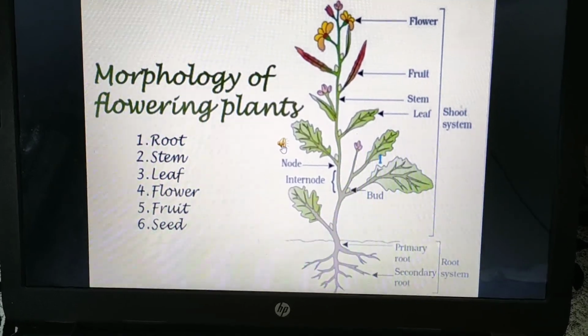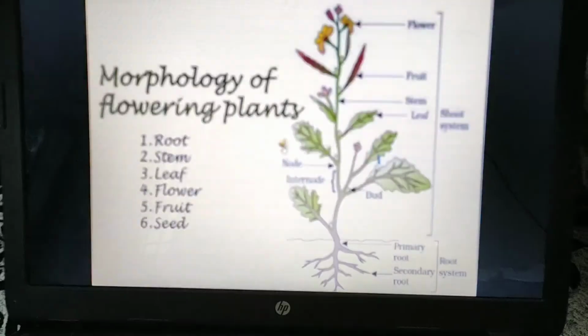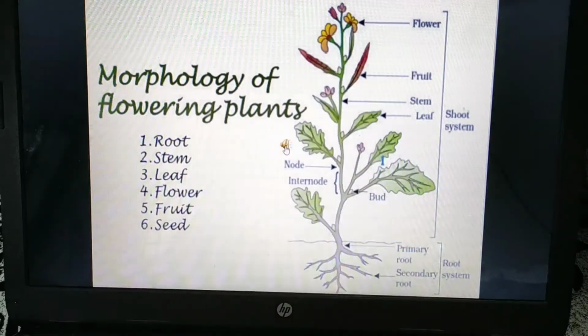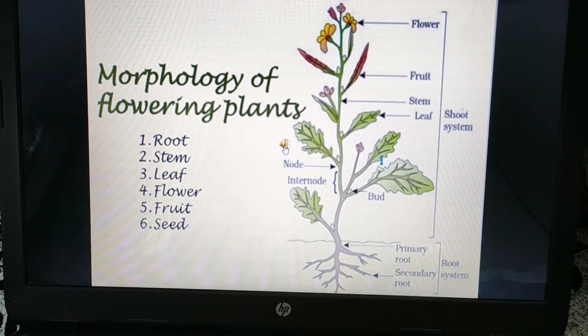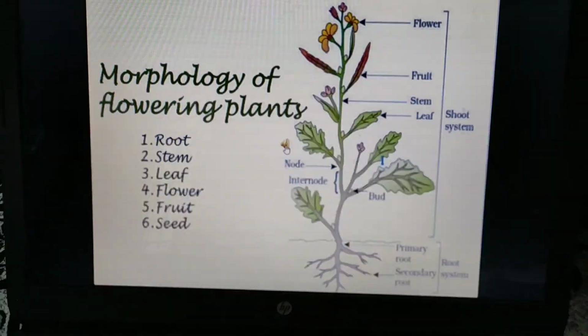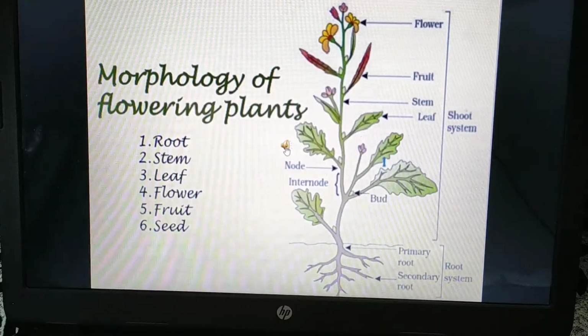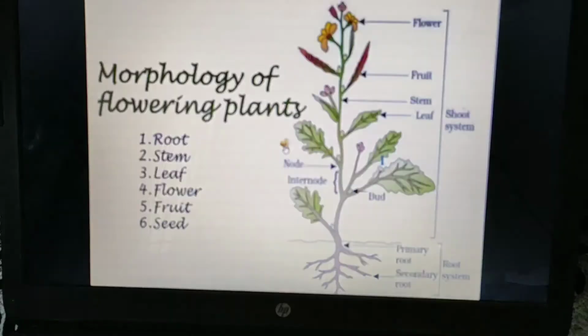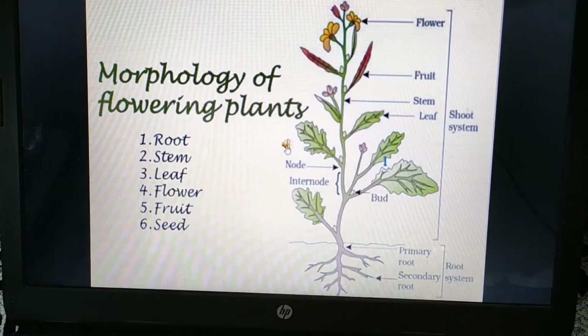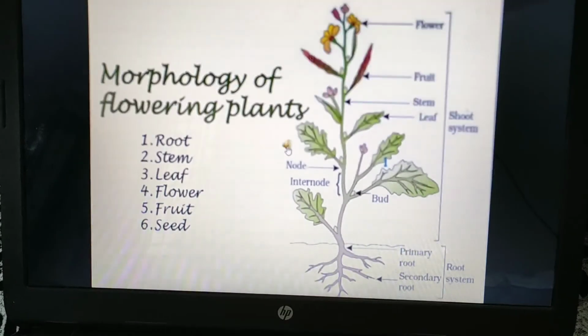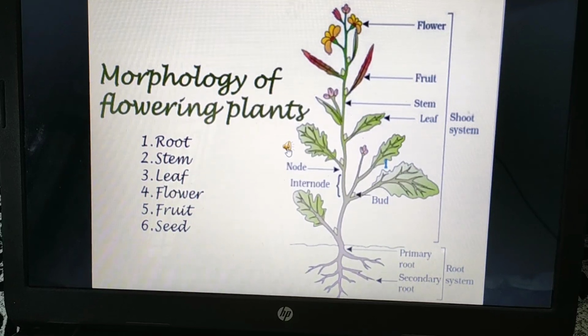As you can see in this picture, you will be able to see different parts of a plant: root, stem, leaf, flower, fruit and seed. In this picture also, you can very easily see all the parts of the plant.